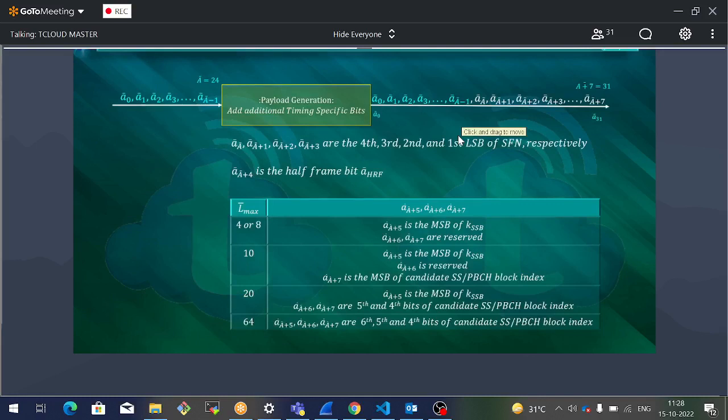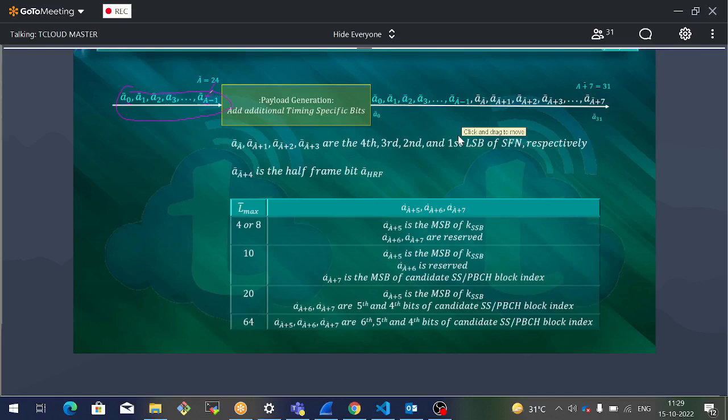Exactly, it is 24 bits of data that arrives from the higher layer, which we are denoting in this particular slide as A sequence. A here is equal to 24. So it starts from A0 up to A24 minus 1, which is A23. We have A bar 0 to A bar 23. These are the 24 bits of significant information that comes from the higher layer, which is the master information block, which gives some crucial information about this cell to the mobile.